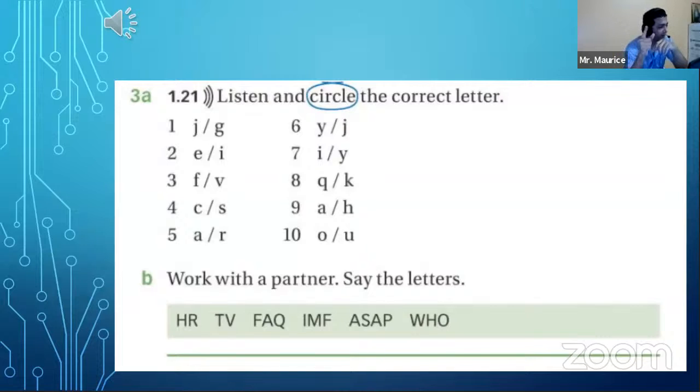Okay, next one. Kayla Mosquera, please. 3 and 4. 3, F, 4, C. Okay. Let's move on. Ariana Briones, please. Number 5 and 6.